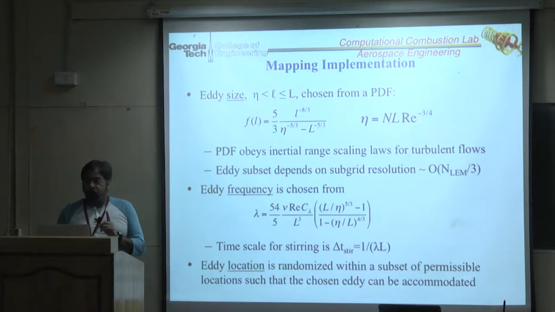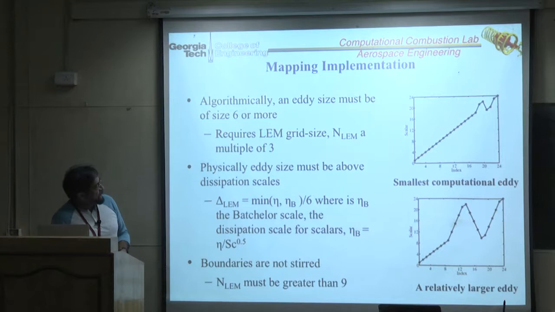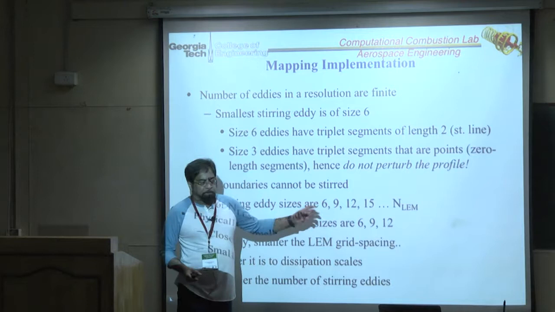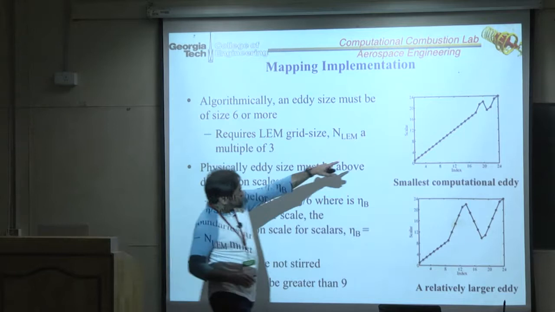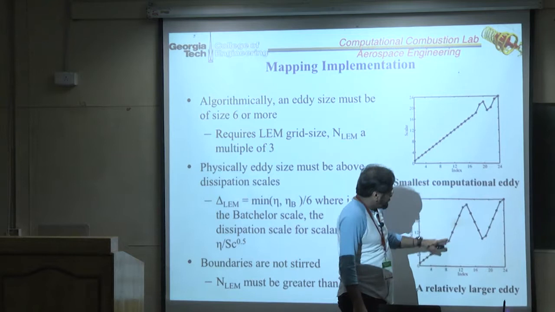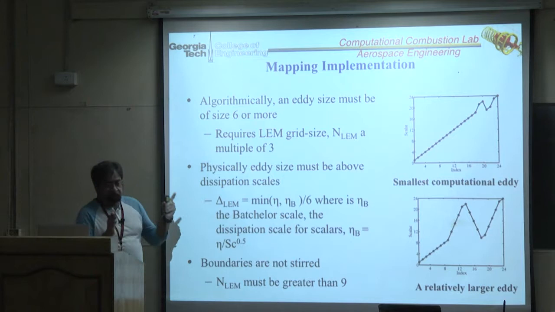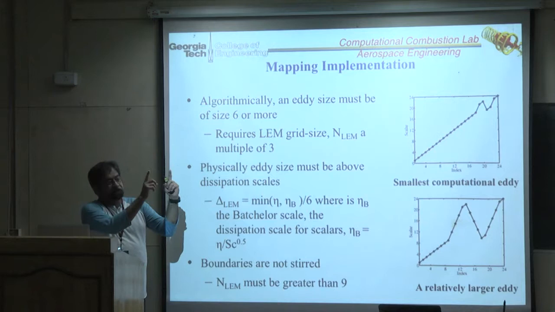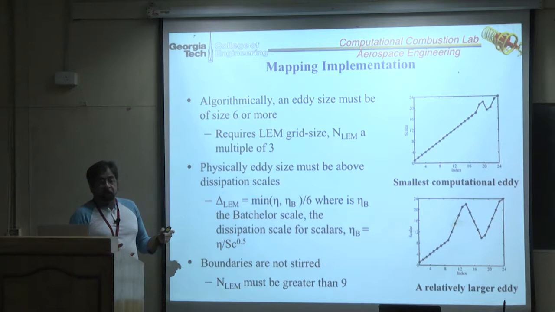So here are a couple of examples of how it is done. There are a lot of papers on it. It maps, and typically the idea is that an eddy has to be a minimum of 6 grid points in order to get this triple map, this kind of mapping. Now, if you do anything less than that, you get numerical issues. If you have, let's say, 100 points in the LEM domain, then all multiples of 3 from 6 up will be an eddy size. So 96 will be the largest eddy, and an eddy of 6 will be the smallest eddy. So you can actually make it resolve the Kolmogorov scale or the Batchelor scale depending on the resolution you put in.